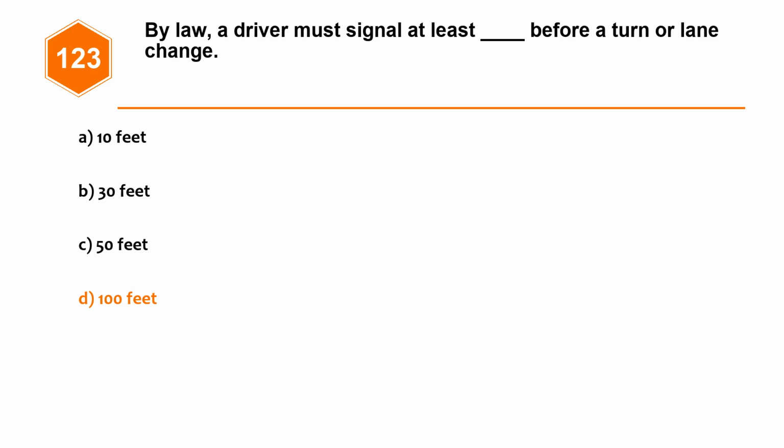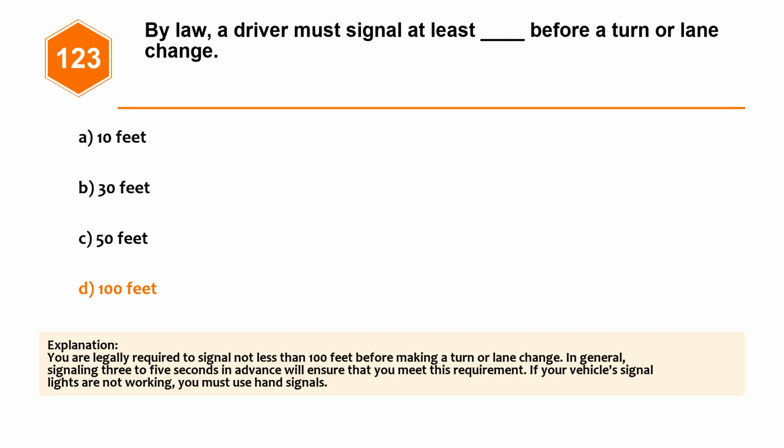The correct answer is option D. 100 feet. Explanation. You are legally required to signal not less than 100 feet before making a turn or lane change. In general, signaling 3 to 5 seconds in advance will ensure that you meet this requirement. If your vehicle's signal lights are not working, you must use hand signals.